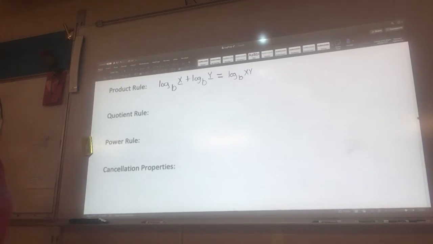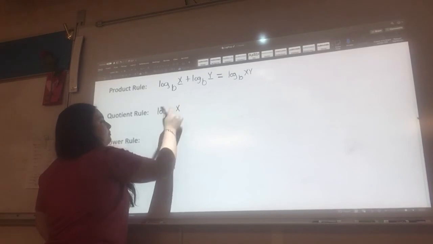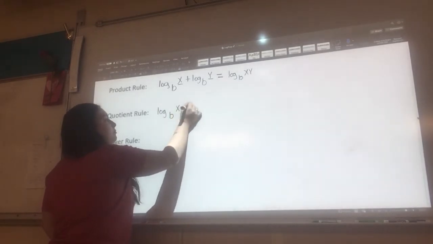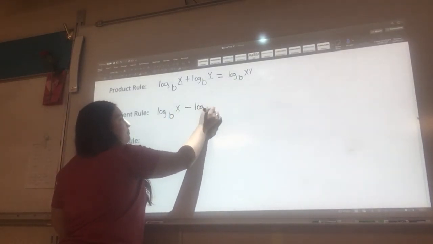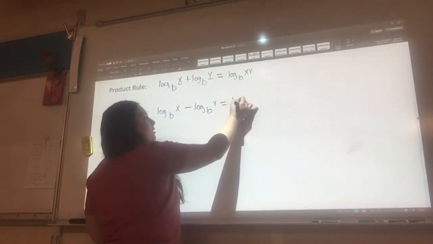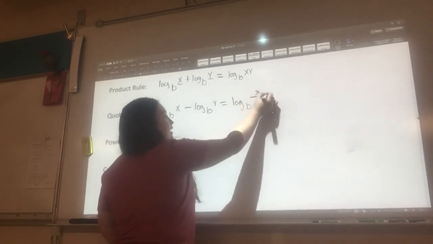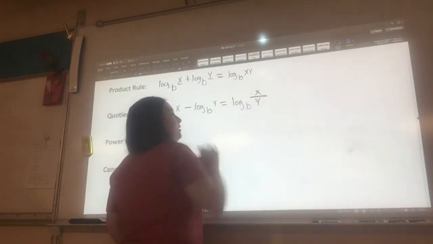The quotient rule is very similar. You have log of a base with x minus log of the same base of y. This states I can transform it to be log of the same base, your first one, divided by this one.